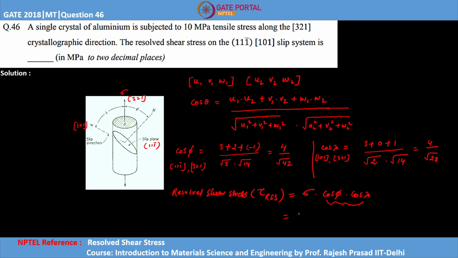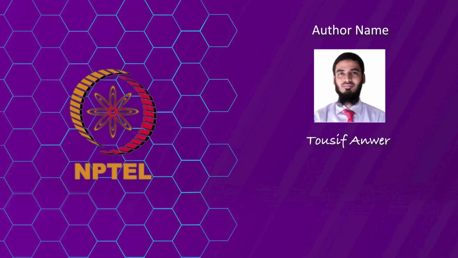Sigma is given as 10 megapascal, times cos phi, 4 upon root 42, times 4 upon root 28. If we solve this, we get the resolved shear stress equal to 4.67 megapascal. So the value of the resolved shear stress is 4.67 megapascal, and this is the right answer. Thank you.